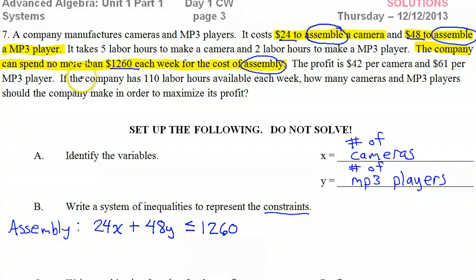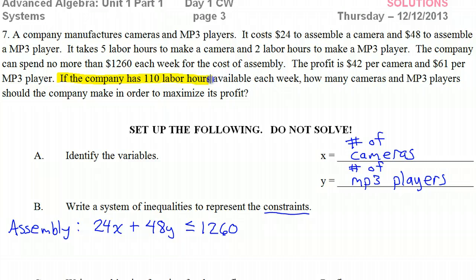Okay, here comes the other constraint. The company has 110 labor hours available. Alright, that is another limitation. It's another constraint. So let me highlight that up for you. Okay, labor. The company has 110 labor hours available. That's the total labor hours. So let's break it down by cameras and MP3 players. 5 labor hours to make a camera, 2 labor hours to make an MP3 player.